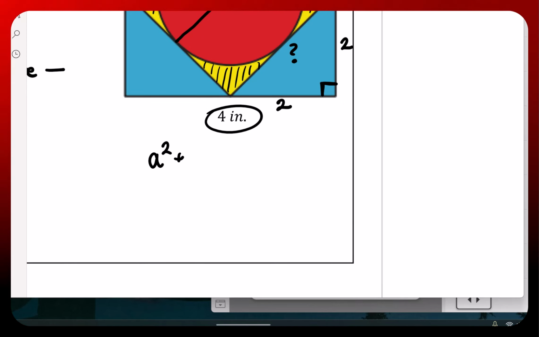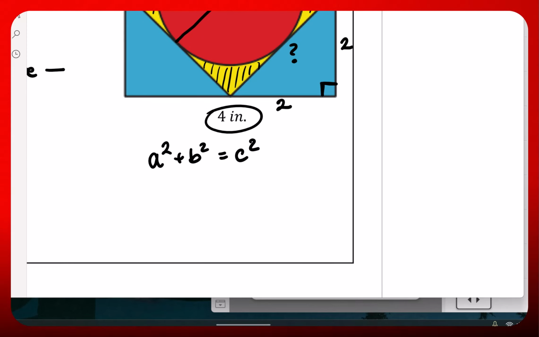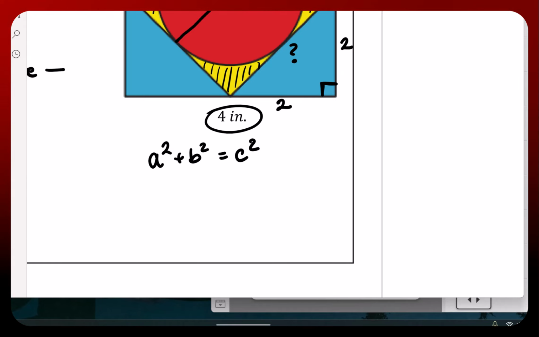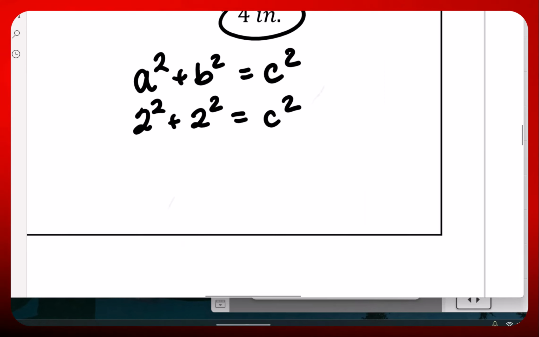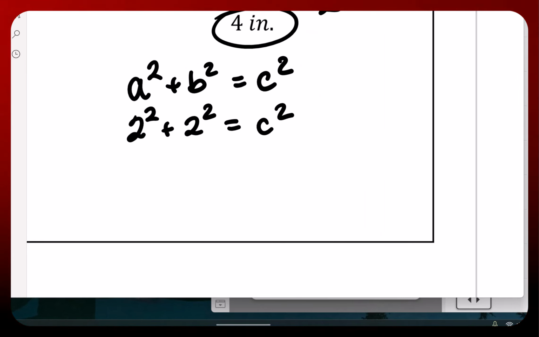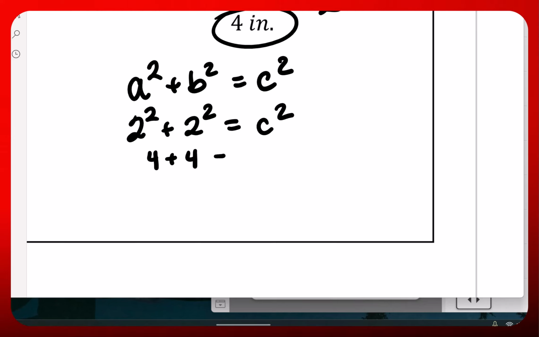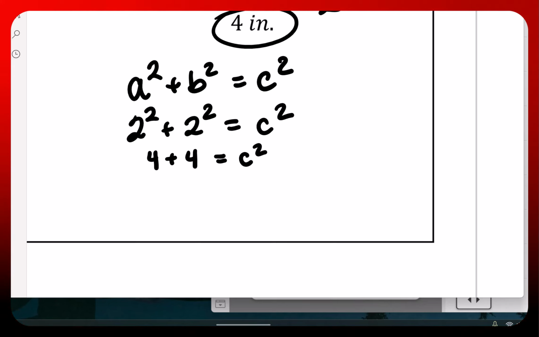I'm going to say A squared plus B squared equals C squared. And I'm going to replace A and B with 2. So 2 squared plus 2 squared equals C squared. 2 squared is 4. And 4 plus 4 is 8.